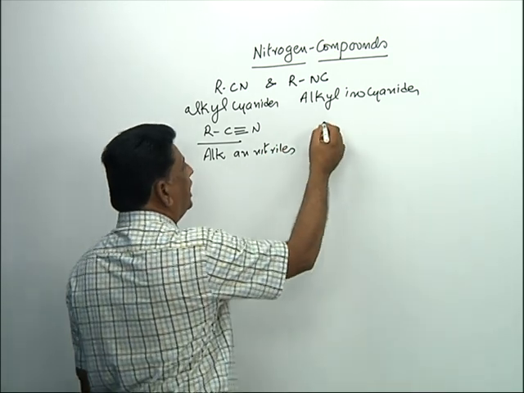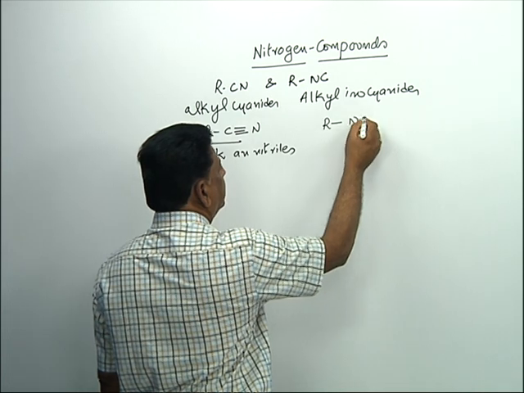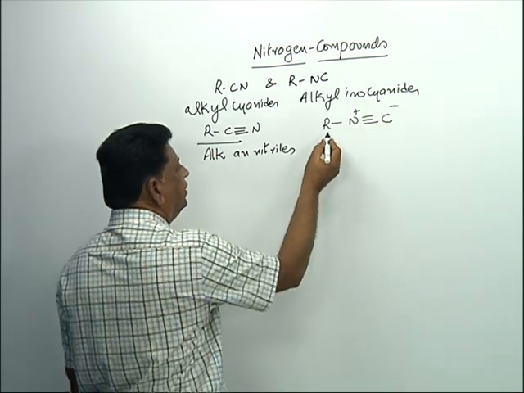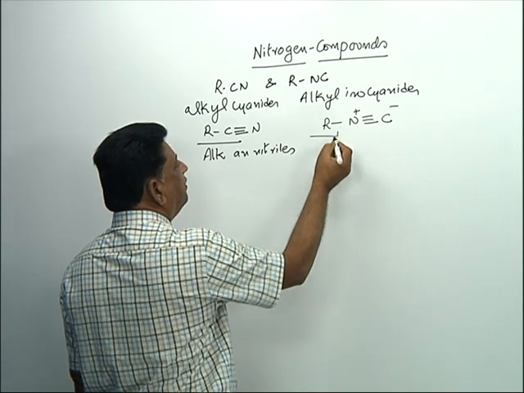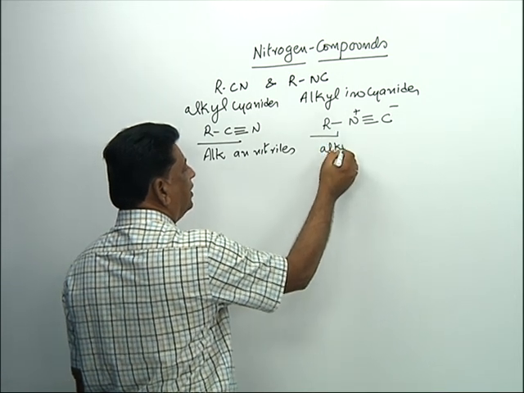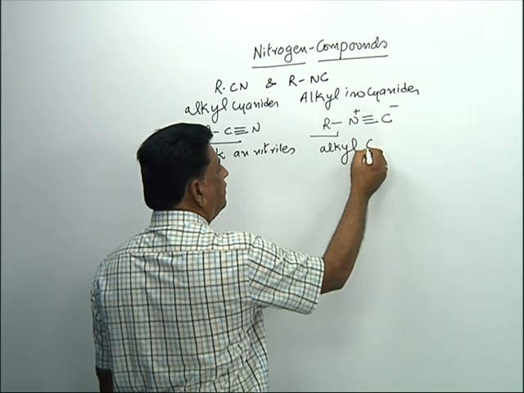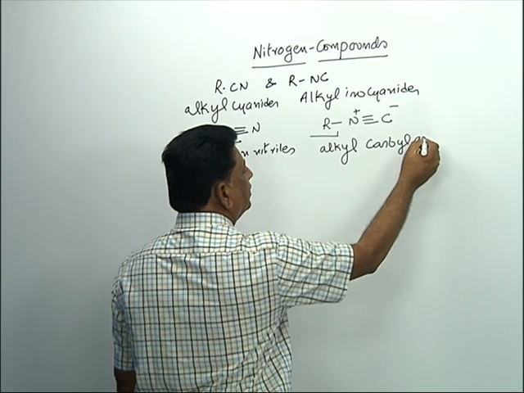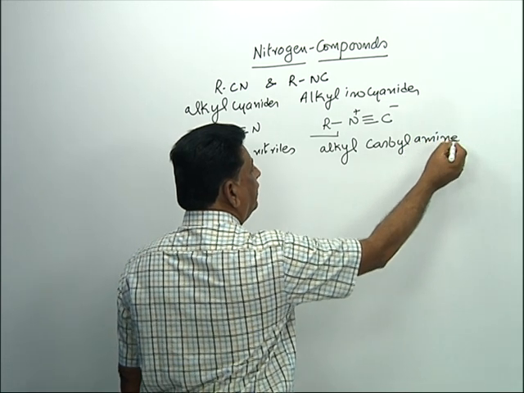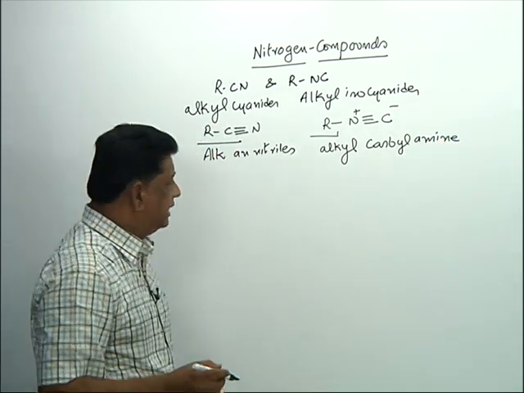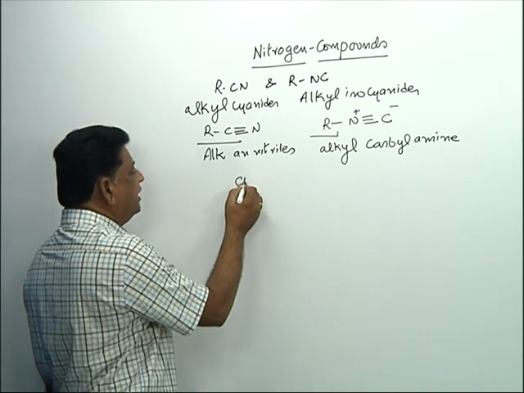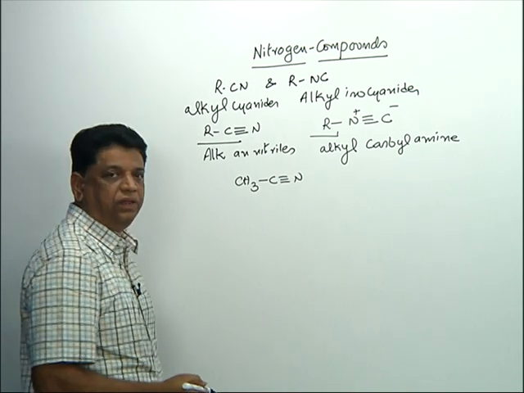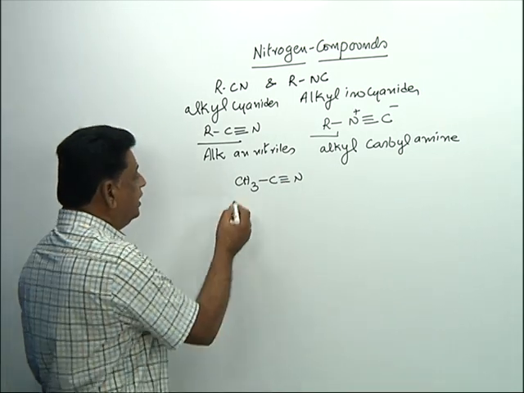Whereas the alkyl isocyanide will have a triple bond, C, N, with a plus and minus. Now the alk stands only up to this carbon. This is called alkyl. The carbon is said as carbyl. This is called amine. This is the general IUPAC nomenclature.